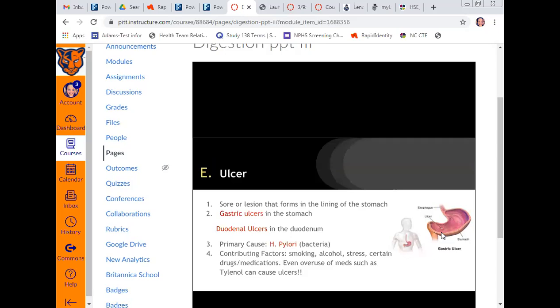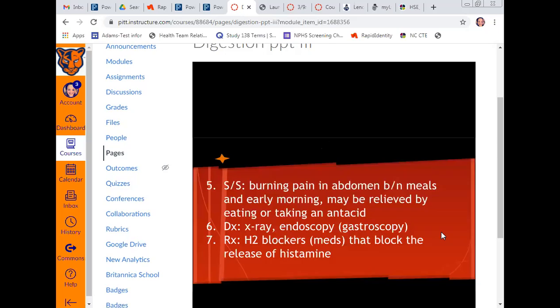An ulcer is like a sore or like an open wound in the digestive system. With this, you're going to have pain in your abdomen. And remember, pain in the abdomen is pretty common with all of this. So they are going to have to do more tests and things like that to see what's causing it.